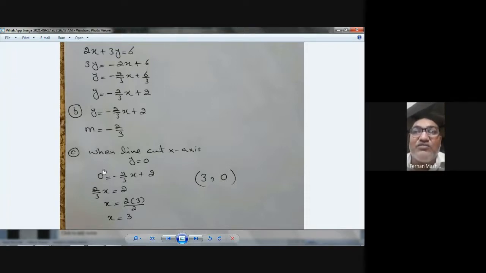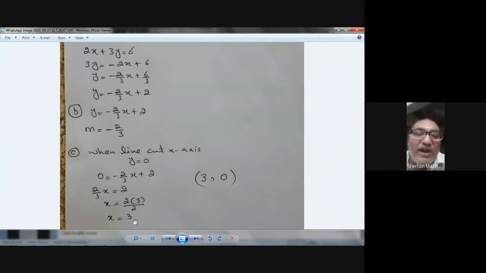It will become positive 2 by 3x equals 2. I want to find out the value of x. So this 3 is dividing. When it goes to the other side, it will multiply. This 2 is multiplying with the x. When it goes to the other side, it will divide. 2 and 2 will be cancelled. So you will have x equals 3.